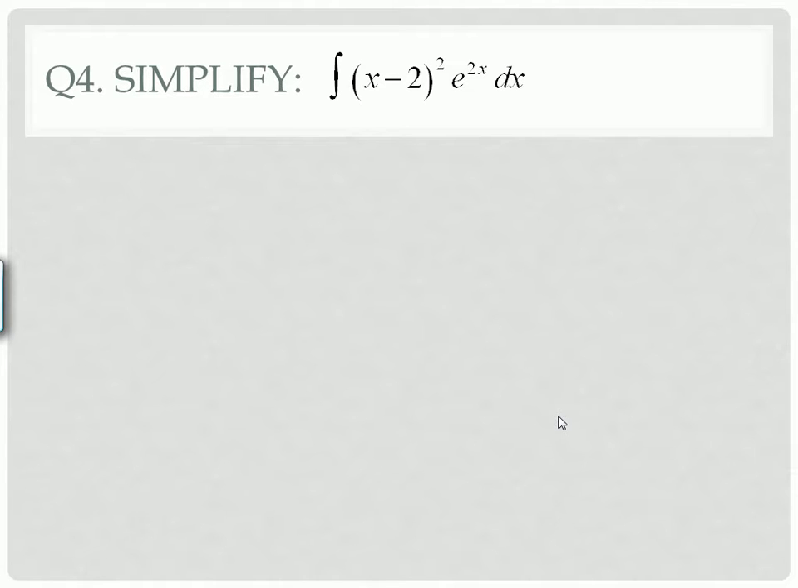Question 4. Here we have an indefinite integral. We're integrating (x minus 2) squared times e to the 2x with respect to x. So here I need to use integration by parts.